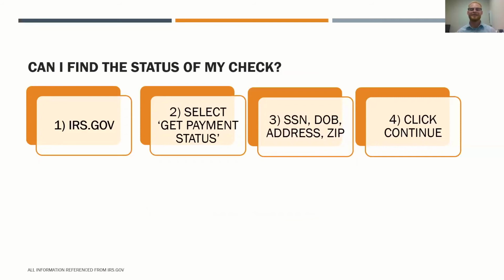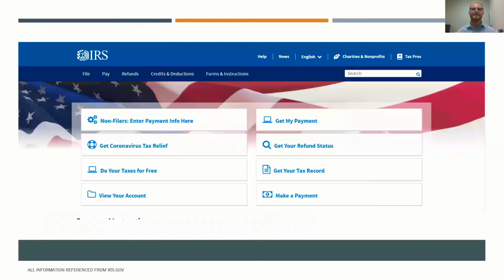So if you guys think you have your direct deposit and you're not sure, check out the Get My Payment button, and then hopefully we can get a direct deposit entered from there. Okay, so like I said, I have some snippets for you. You'll see on the left-hand side, the non-filers, enter payment info here. That's where we're going to enter our direct deposit for you guys that don't file or have not filed your 2019 tax return. For you guys that have filed 2019 and 2018 and did not put your direct deposit info on there, go to the Get My Payment button on the right.